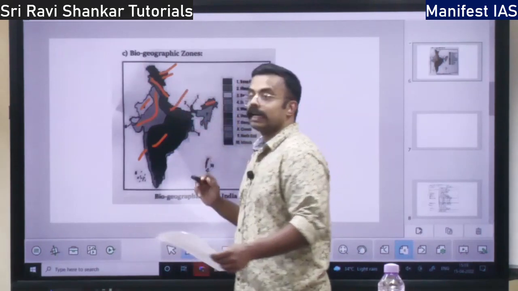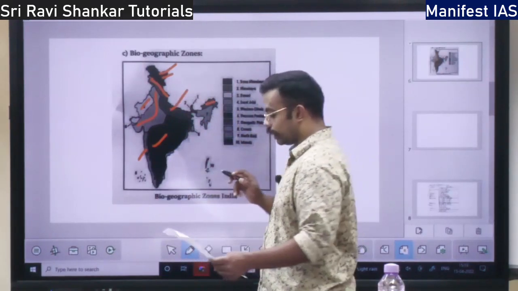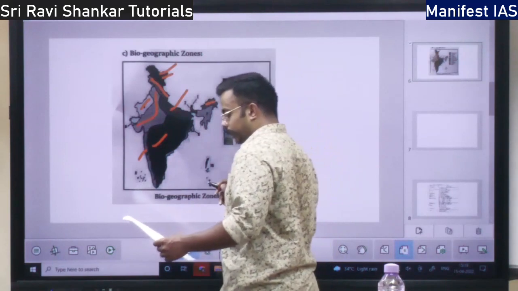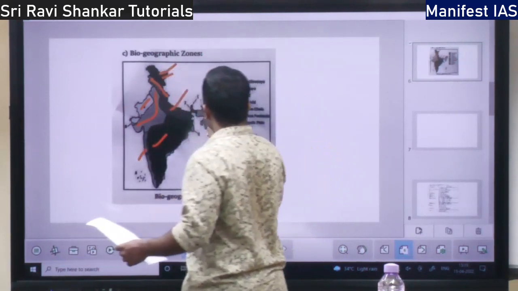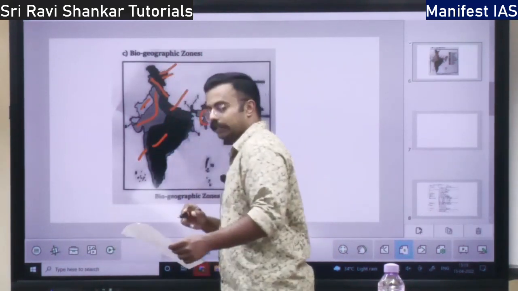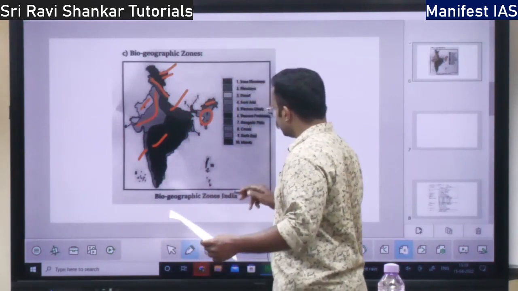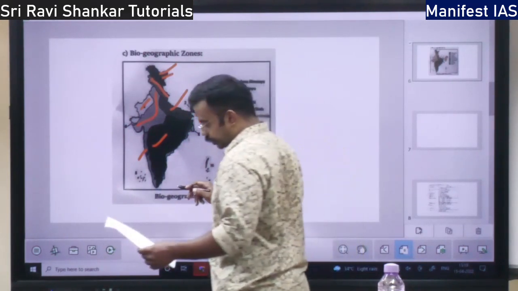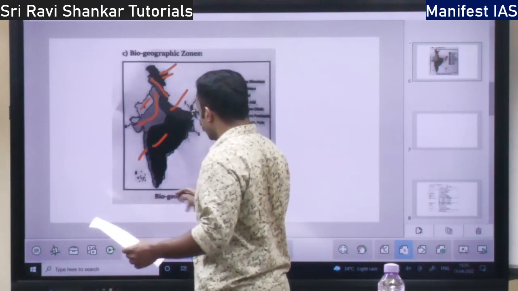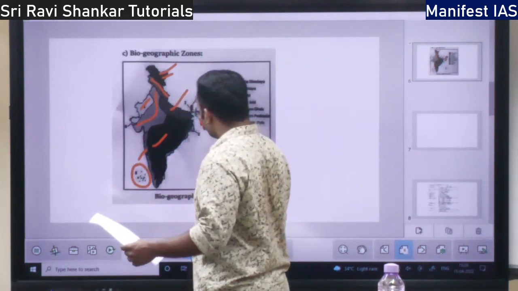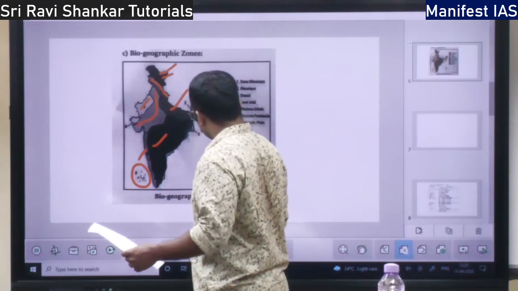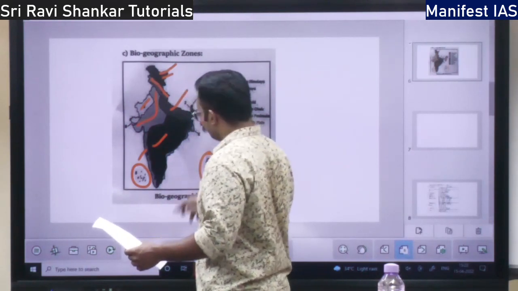The seventh one is your Gangetic Plain, the Indo-Ganga Plain. That is the seventh biogeographic zone. The eighth one is your Northeast India. This forms the eighth biogeographic zone. The ninth one is your islands. All these islands form the ninth biogeographic zone. The tenth one is the coast.